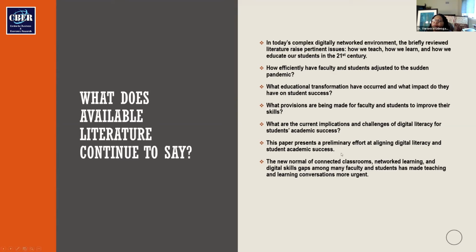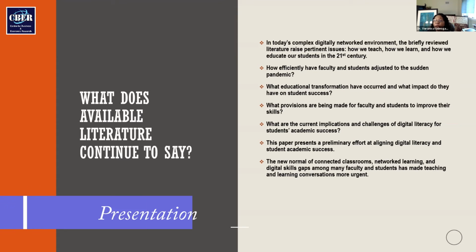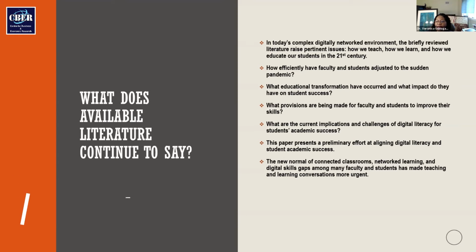How efficiently have faculty and students adjusted to this sudden pandemic? What educational transformation have occurred? And what impact do all these have on student success? What provisions are being made for faculty and students to improve their skills? What are the current implications and challenges of digital literacy tools on students' academic success?